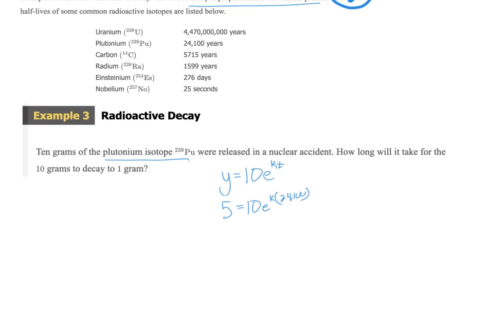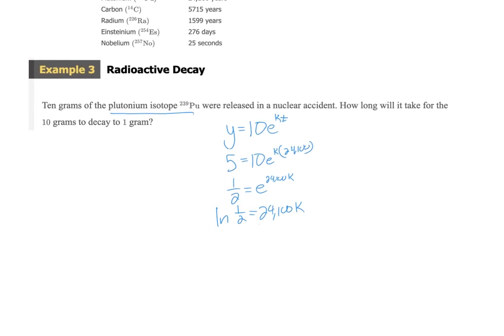Okay, so again, we're going to solve this. 1/2 equals e to the 24,100k. So we'll take the natural log of both sides. Natural log of 1/2 equals 24,100k. Divide by the 24,100. And that gives us k equal to approximately negative 0.000286761. Make sure I have the right number of zeros. Yep, that looks good.